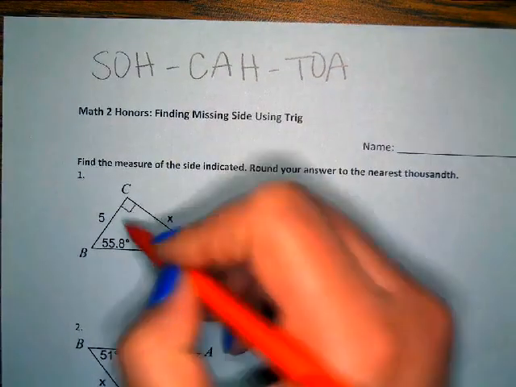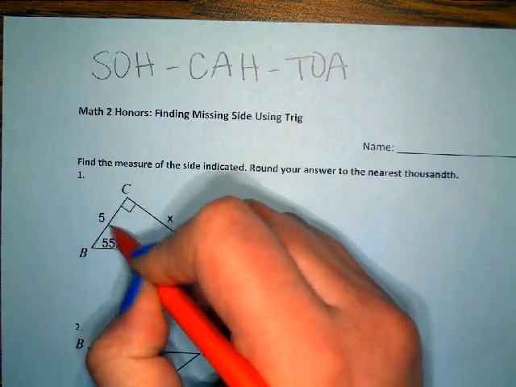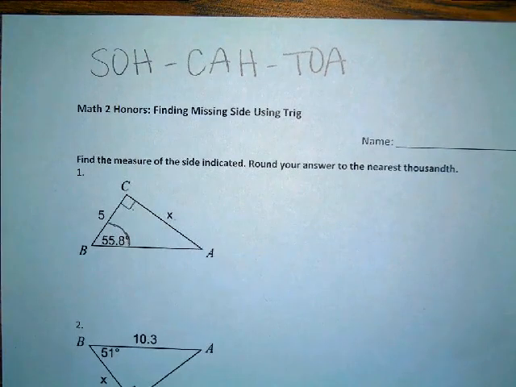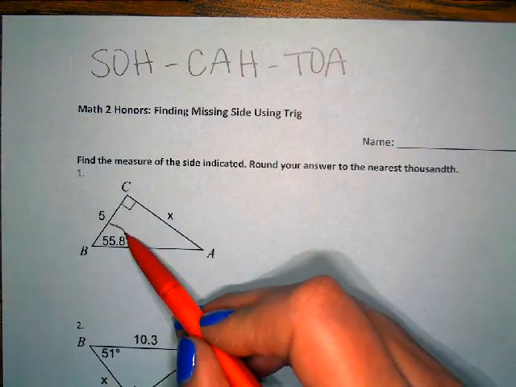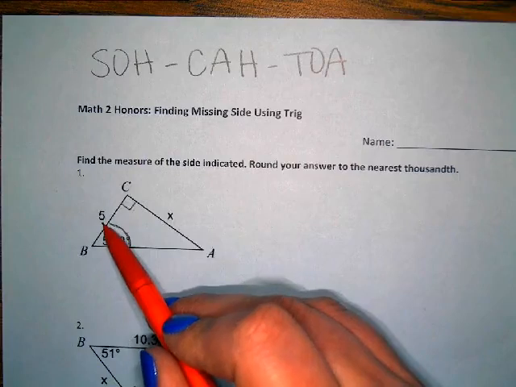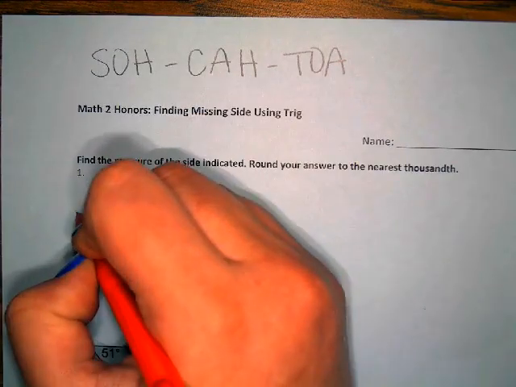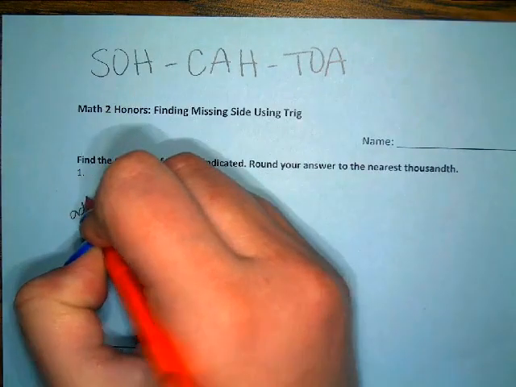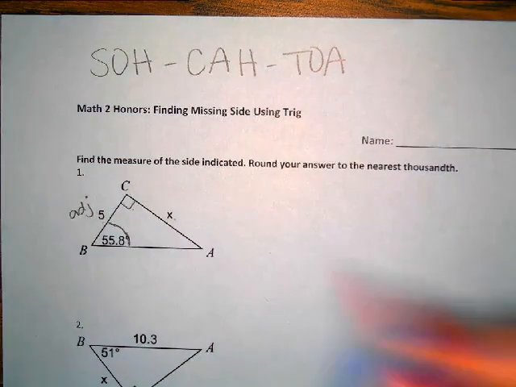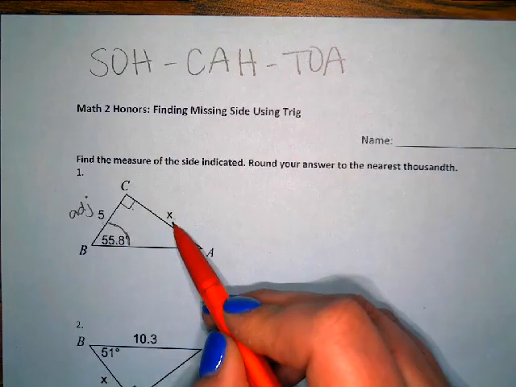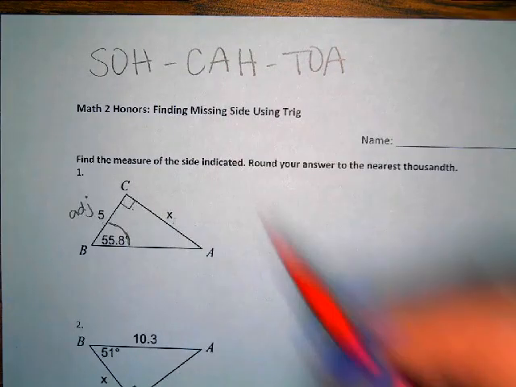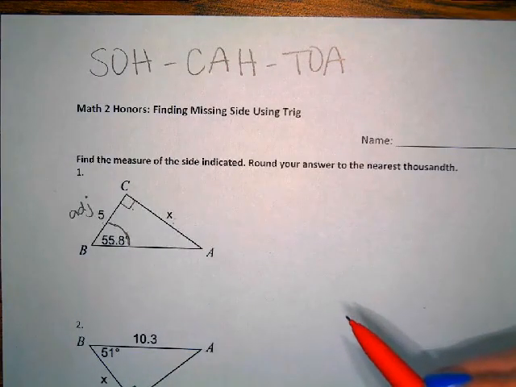So when I look at this, I look at the angle that they gave me, which is this one right here. And then from that angle, I have to name the sides that are labeled in the picture. So based on this angle, what is the name of the 5? Adjacent. It is right next to the angle, so that's the adjacent side. And then what's the name of the x side? Is it hypotenuse or is it opposite?